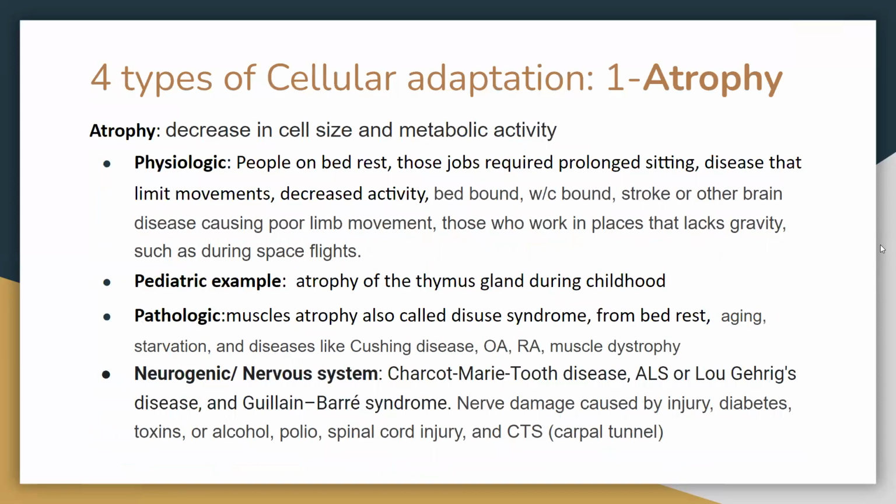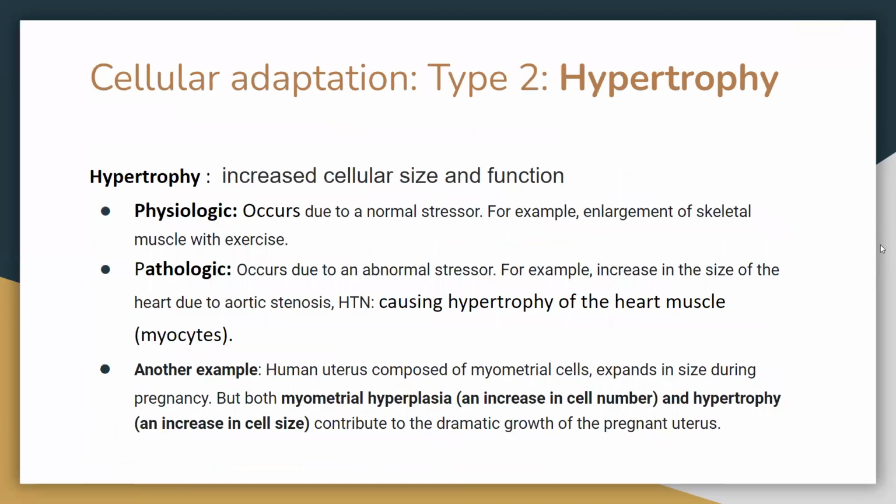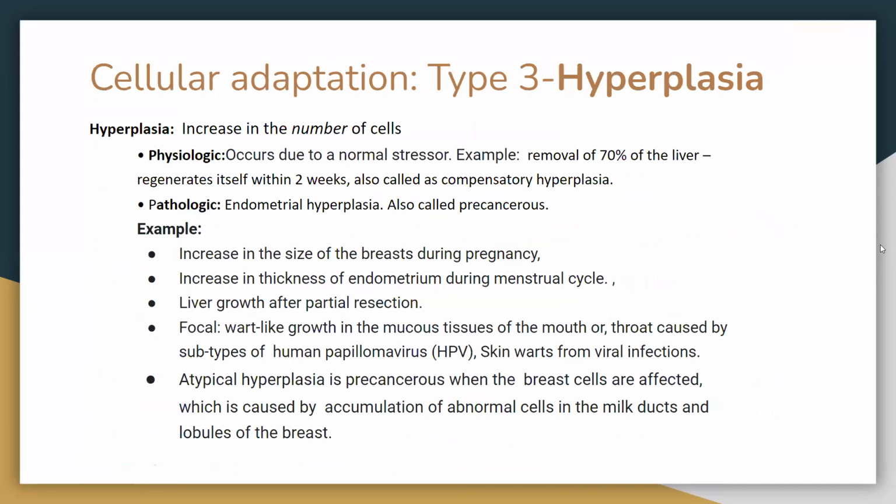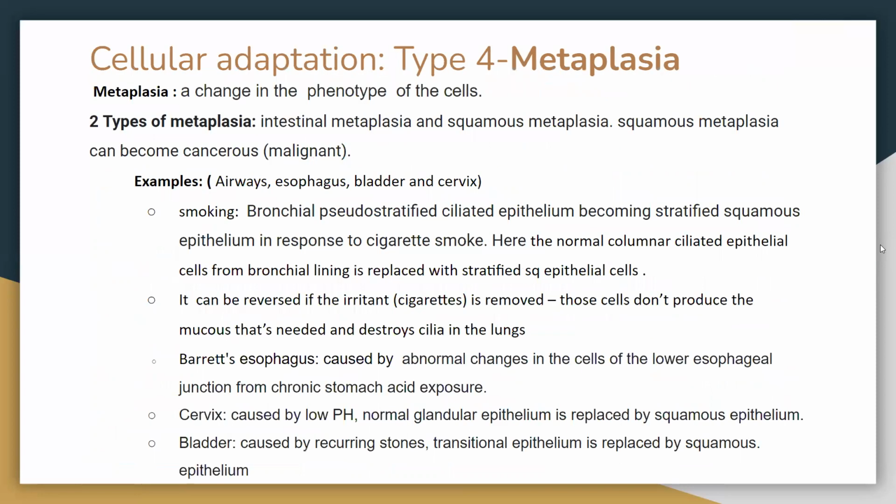And then comes cellular adaptation. There are 4 types: atrophy, hypertrophy, hyperplasia, and metaplasia. Each slide will give you details with clinical examples. This is the slide for hypertrophy. Physiological and pathological clinical examples are given here. Hyperplasia increases the number of cells. The definition is given on the top with the examples, physiological and pathological.